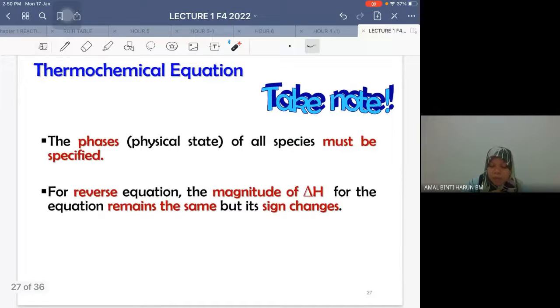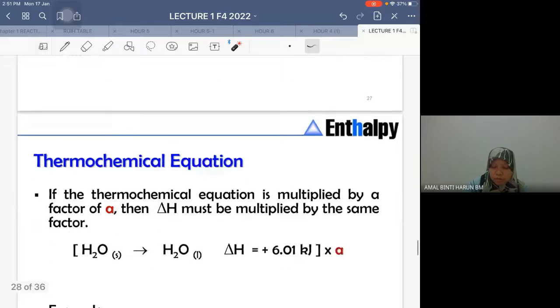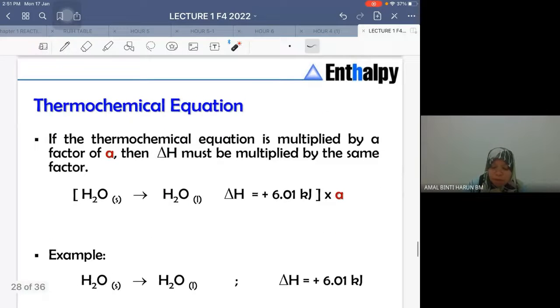Okay, the phase physical state must be specified. Tadi saya dah kata wajib tulis phase, and then for reverse equation magnitude dia kekal tapi sign saja berubah. Okay, contohnya kat sini kita ada water solid menjadi water liquid. So it is positive 6.01. So bila kita buat equation, kita nak 2 mol solid water. So kalau 2 mol, you times with 2. Contohlah kita nak 2 kan.